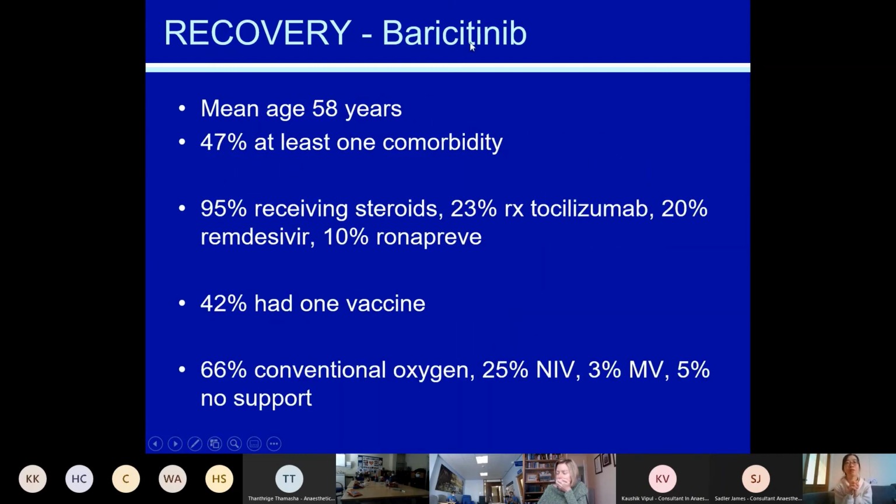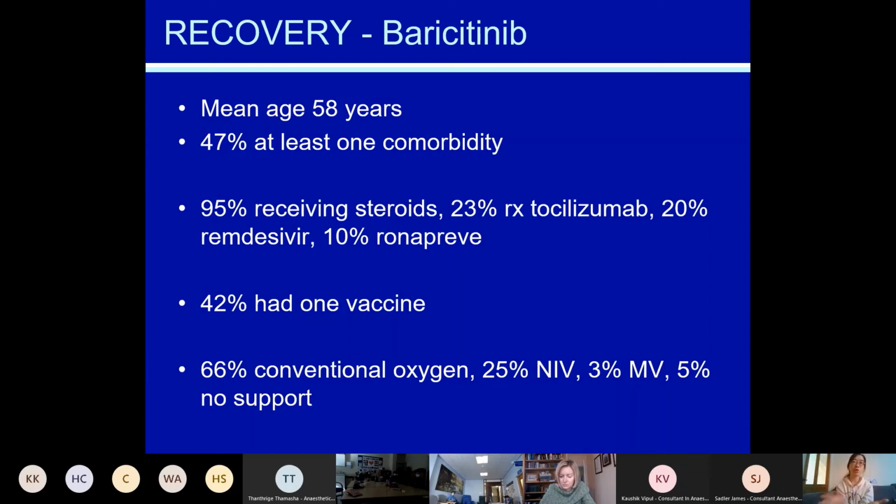So this slide tells us how things have changed since the dexamethasone trials. The mean age is 58, so lower than at the beginning. 47% of all recruited patients had at least one comorbidity, again less than before, which might reflect the fact that we've had a younger population over the years because of vaccination and the unvaccinated population.